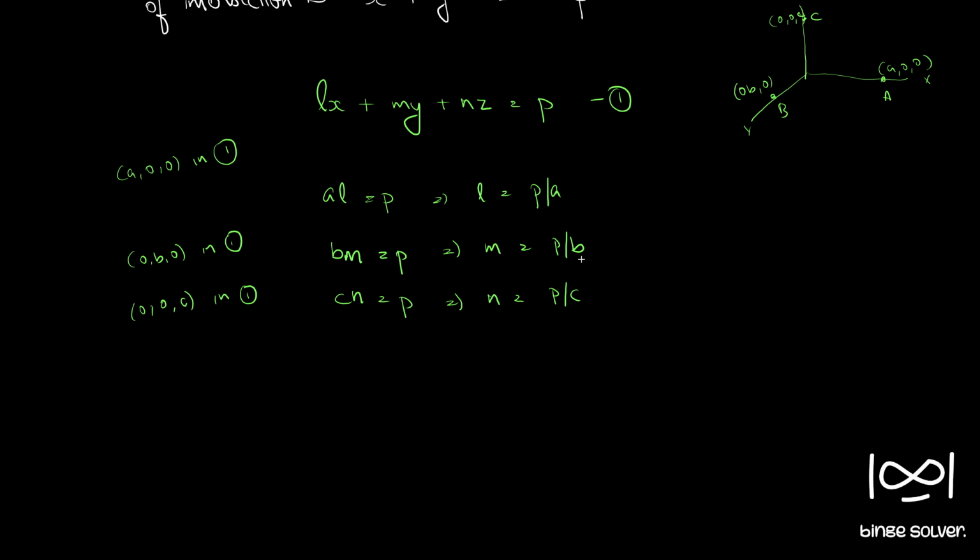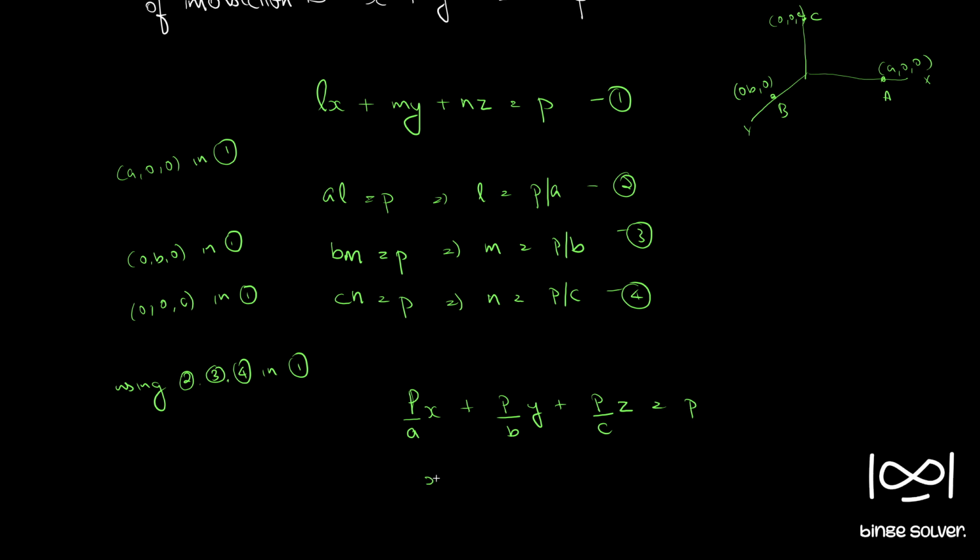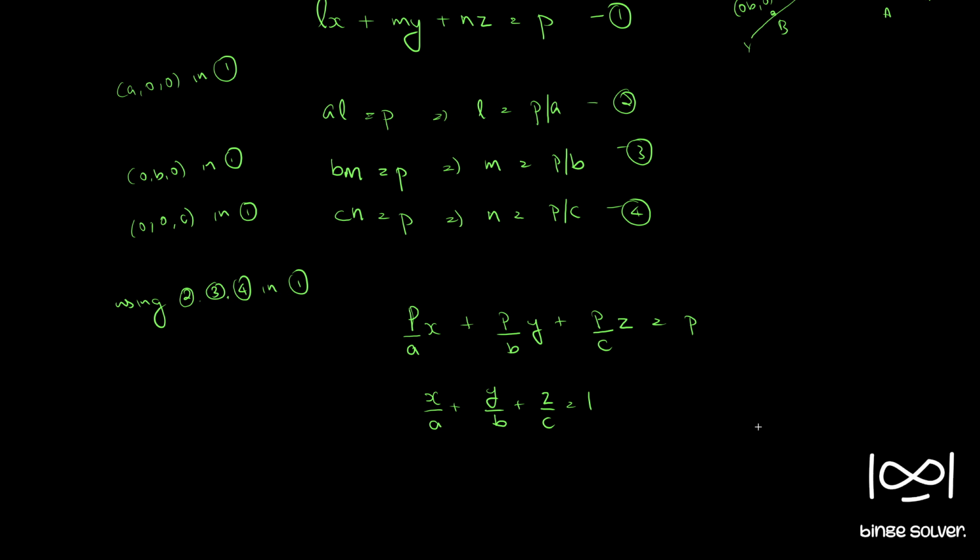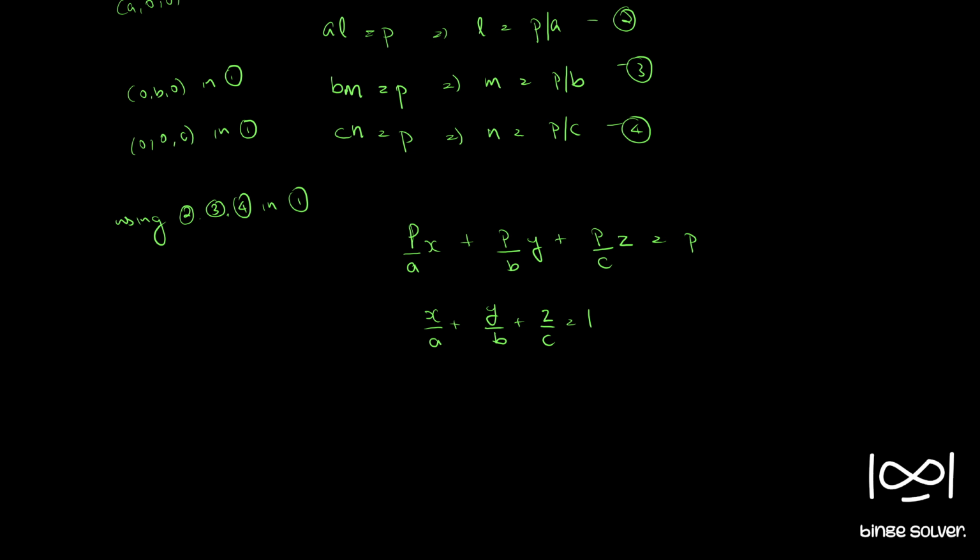Now if we substitute l, m, n using equations 2, 3, 4 in equation 1, we have p by a x plus p by b y plus p by c z equal to p, or the equation of the plane is x by a plus y by b plus z by c equal to 1. So this is the equation of a plane that passes through the three points a, 0, 0, 0, b, 0 and 0, 0, c. So this is a standard equation.